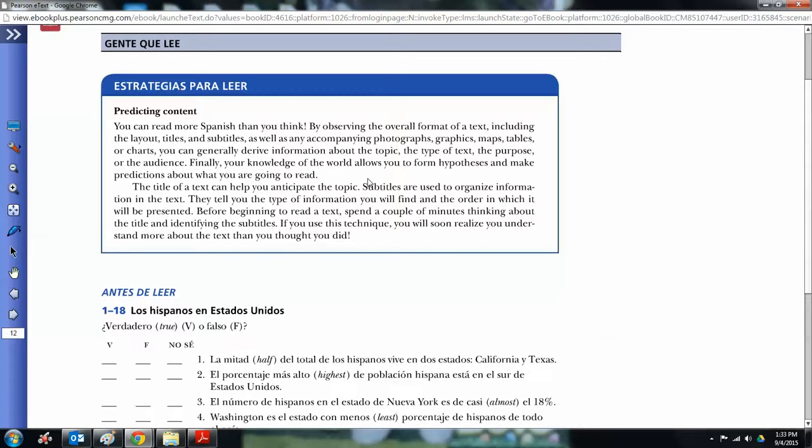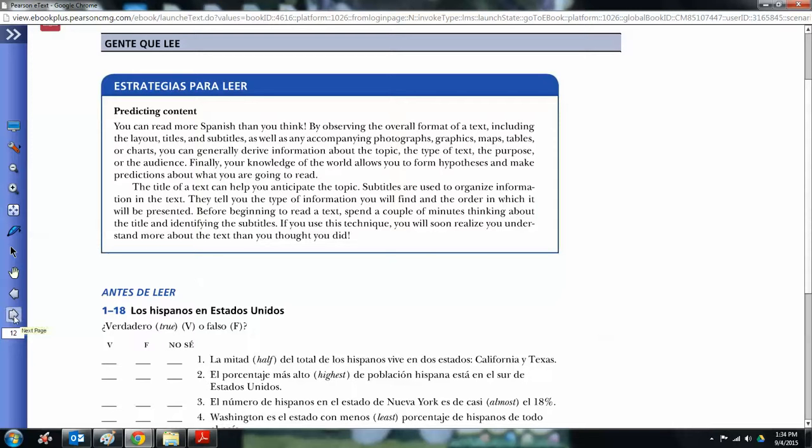Putting the reading in a frame like that will help you decipher more words that you don't know, because you'll know what the topic is, so you can infer what words mean, so you don't have to look up every single word. Finally, your knowledge of the world allows you to form hypotheses and make predictions about what you're going to read. The title of a text can help you anticipate the topic. Subtitles are used to organize information in the text. They tell you the type of information you will find and the order in which it will be presented. Before beginning to read a text, spend a couple of minutes thinking about the title and identifying the subtitles. If you use this technique, you will soon realize that you understand more about the text than you thought you did.